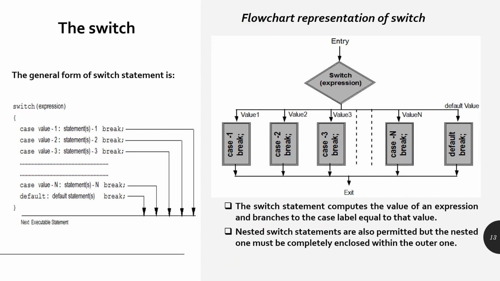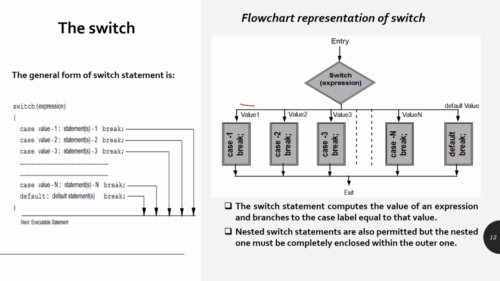Now we are going to discuss switch statements. In a switch statement, branching takes place based on value. In the case of value 1, case 1 will be executed; for value 2, case 2, and so on. The selection will be done based on the value we pass here.